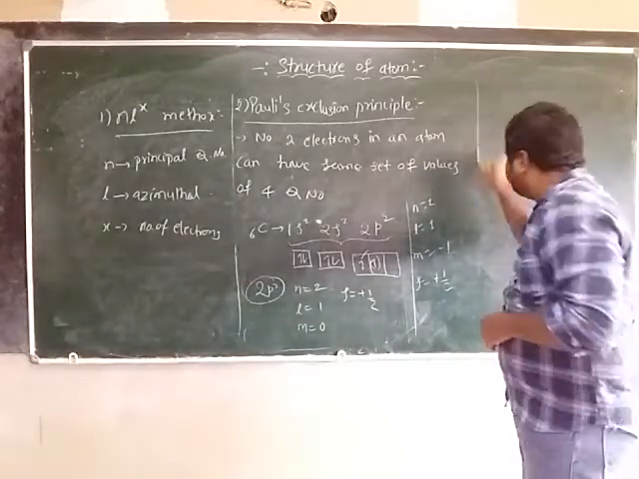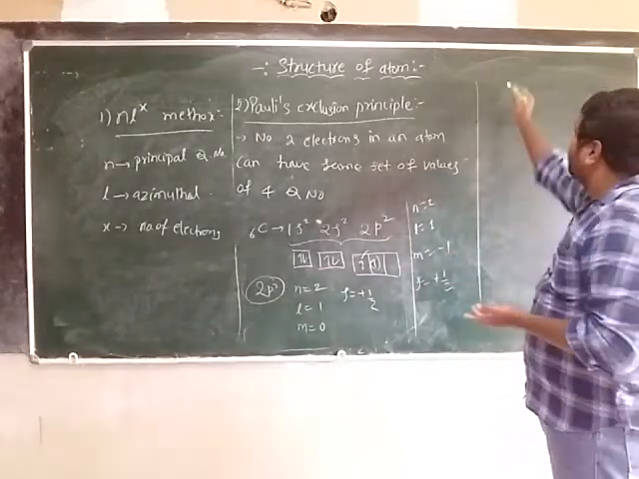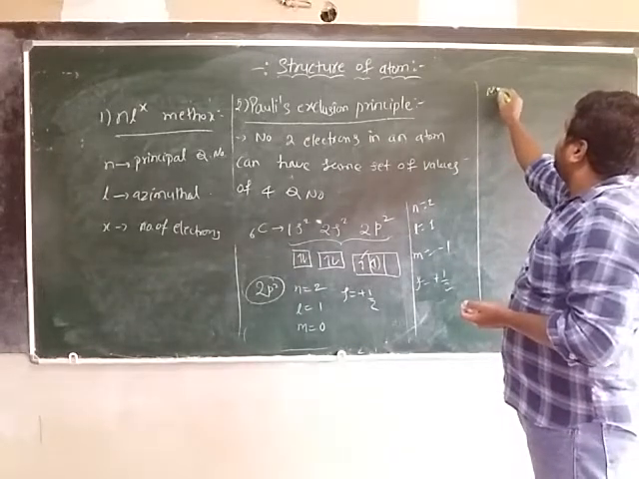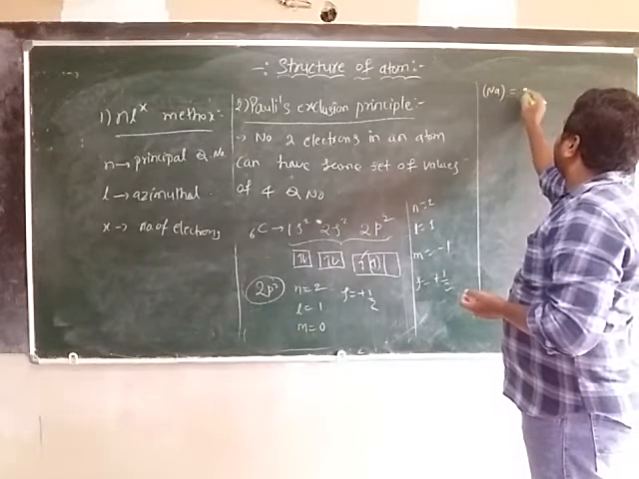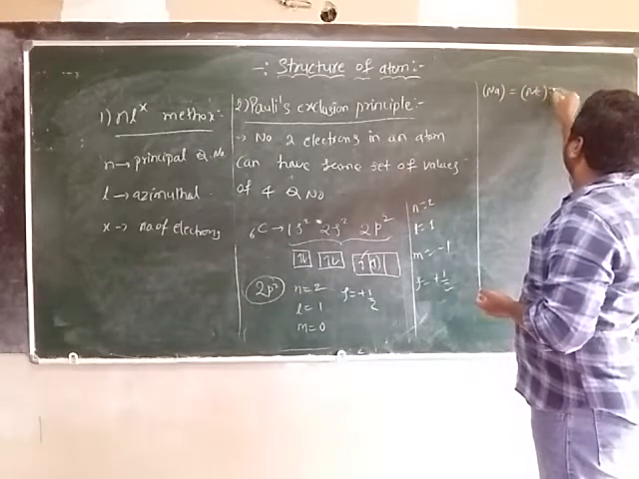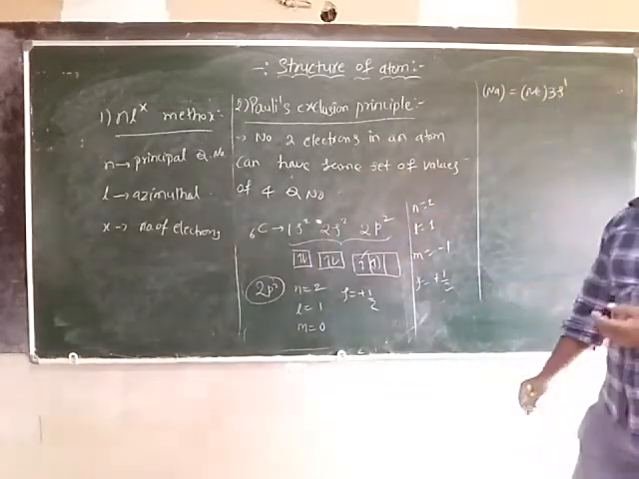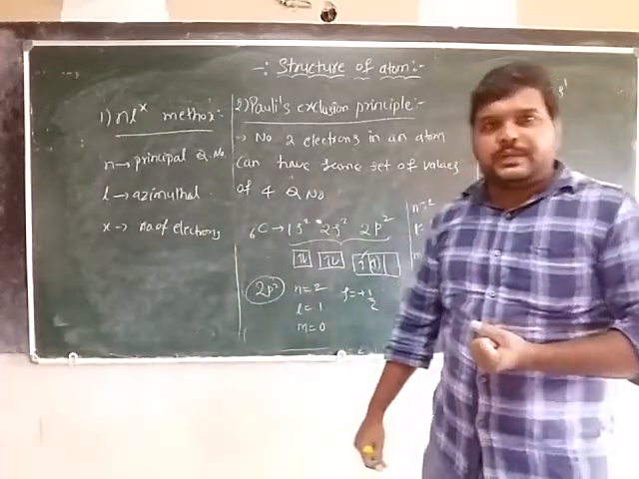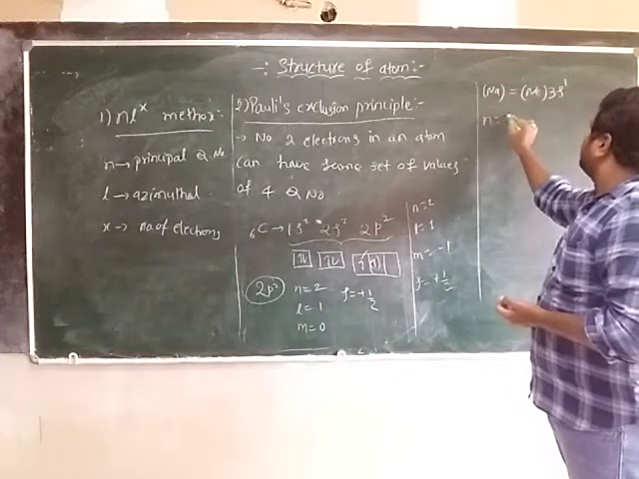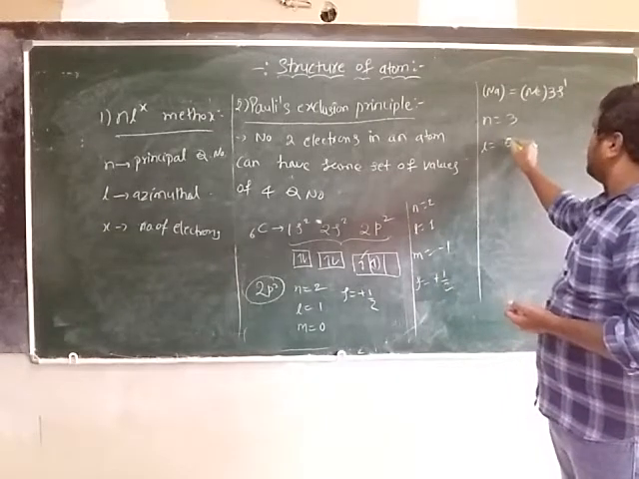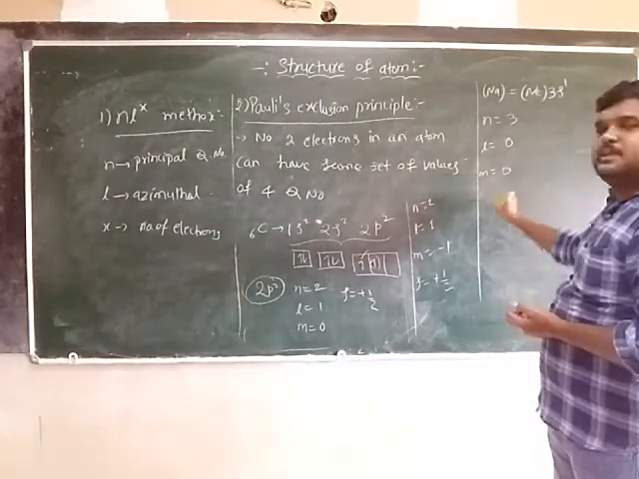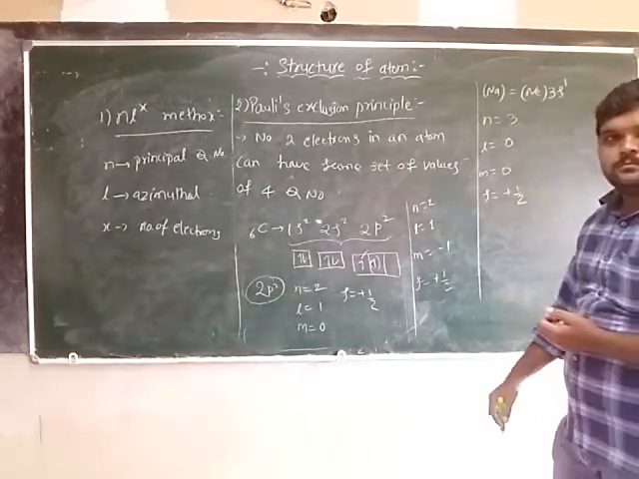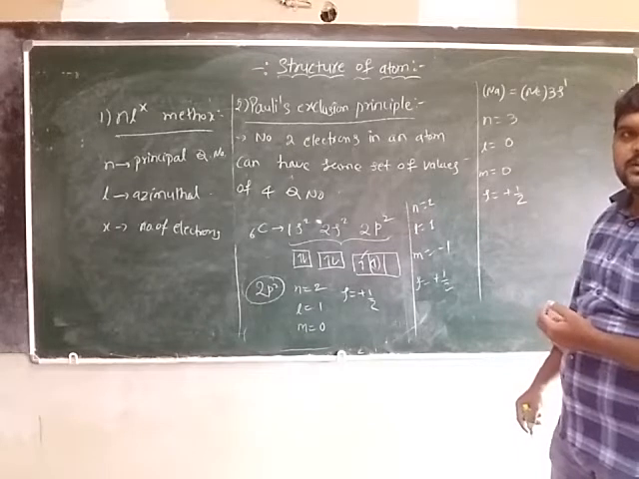If you take any other, for example sodium, that is neon 3s1. If they ask to write the 4 quantum numbers of the valence shell electron of sodium, n value 3, l value 0, m value must be 0, s value is plus half.